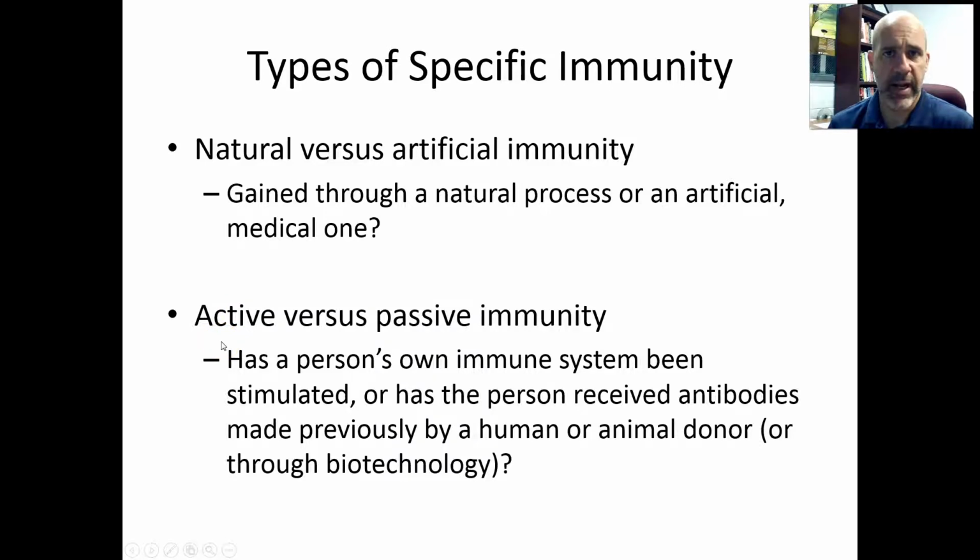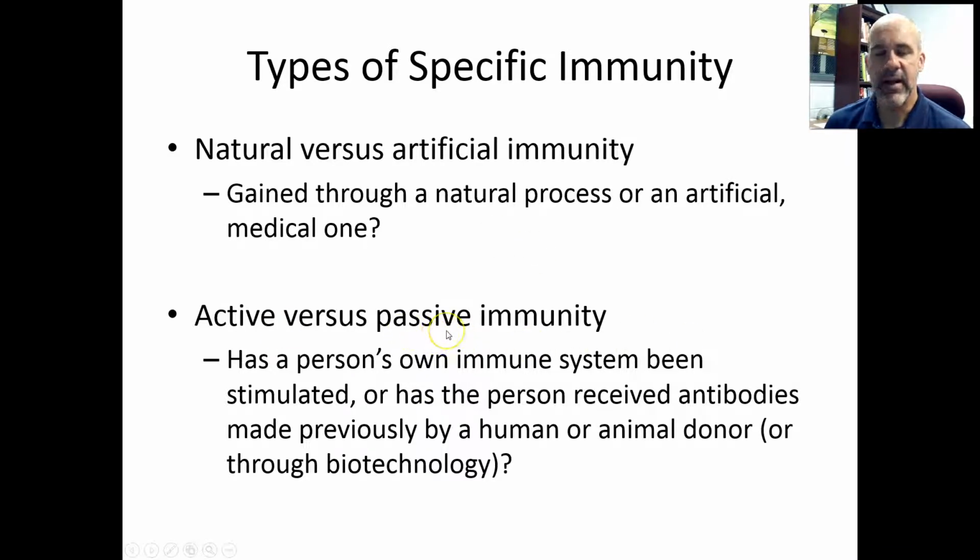Then a second way we can categorize a specific immune response is whether it's an active response or a passive response. An active response is basically what we've been talking about. Your own immune system is stimulated by an antigen or antigens, and B cells get stimulated, T cells get stimulated, you make antibodies, you generate cytotoxic T cells that are going to help you out, you generate helper T cells that are going to help you out, and so forth and so on. That's active immunity. Your own immune system is responding.